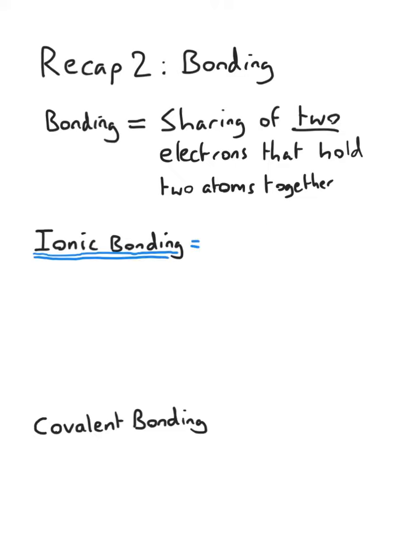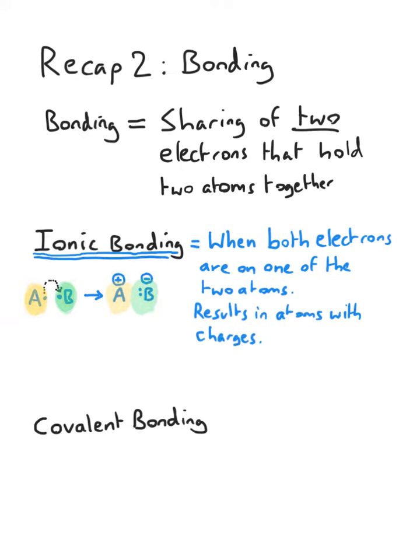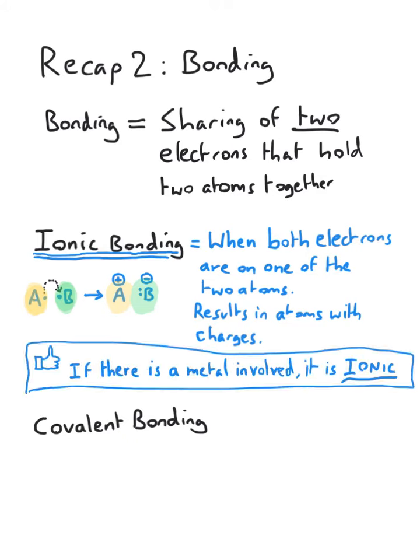Ionic bonding is when both electrons are on one of the two atoms. This results in atoms with charges, as electrons are negatively charged, and therefore the atom that has those electrons becomes negative, or an anion, and the atom that lacks those electrons becomes positive and is a cation. Rule of thumb: if there is a metal involved, it is ionic bonding.